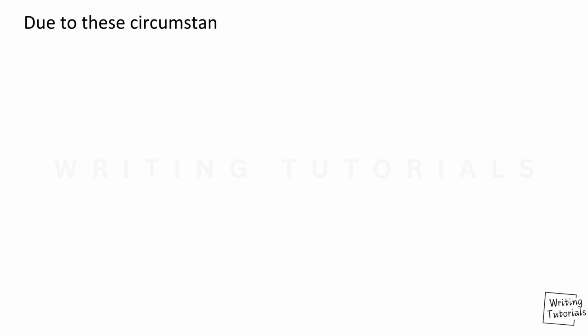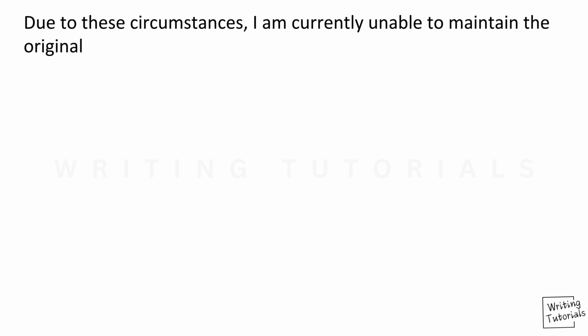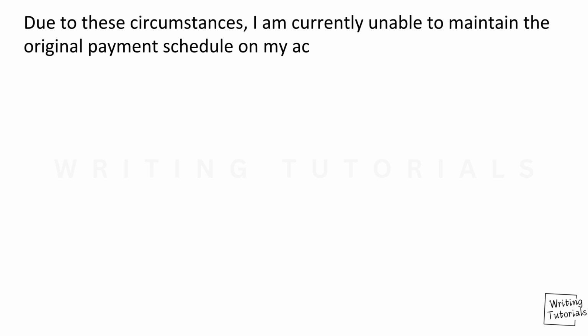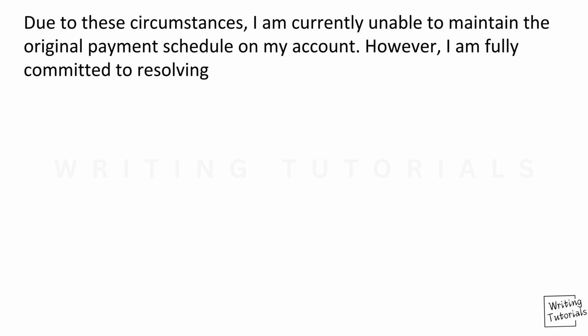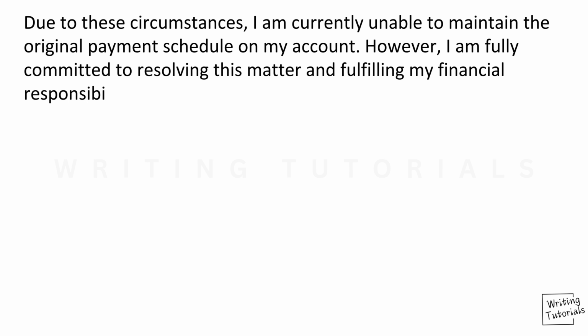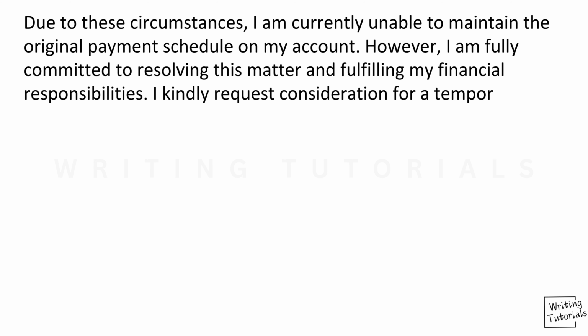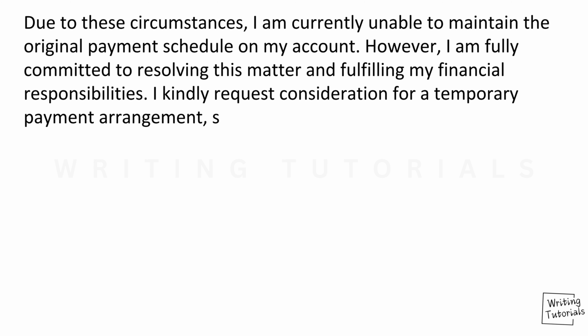Now let's move to the next paragraph, where you explain your payment difficulty and make your request. This is where you clearly state what you need. First sentence: due to these circumstances, I am currently unable to maintain the original payment schedule on my account. This directly explains the issue. It is clear and honest, which is very important.